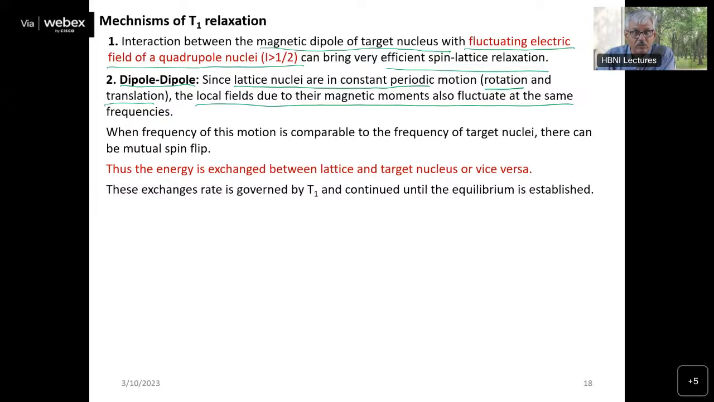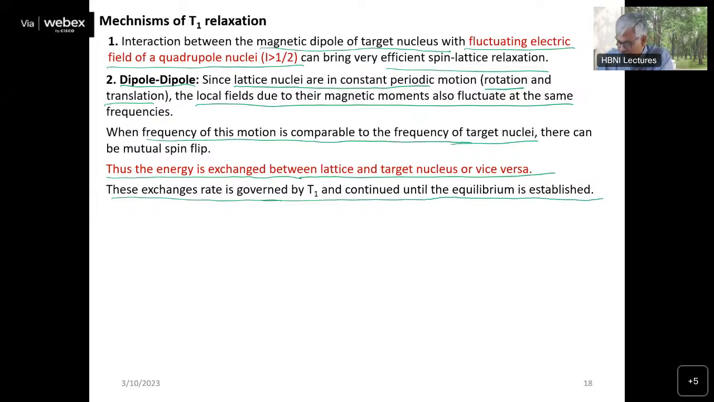The frequency at which they are rotating or moving, all the magnetic moments also fluctuate at the same frequency. When the frequency of this motion is comparable to the NMR frequency of the target nuclei, there can be a spin flip. Then there is an exchange of energy between the lattice and the target nucleus. That's why we call T1 relaxation spin-lattice relaxation, because the energy of the spin goes to the lattice, or vice versa. This exchange rate is governed by T1 and continues until equilibrium is established.